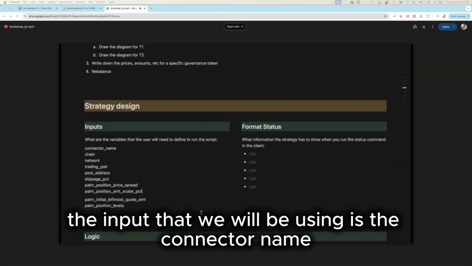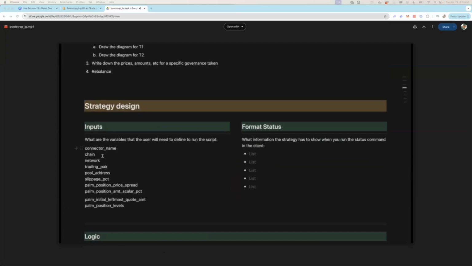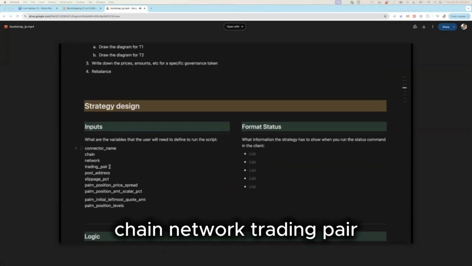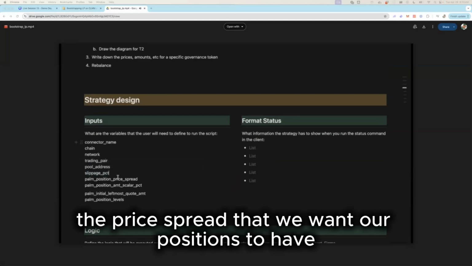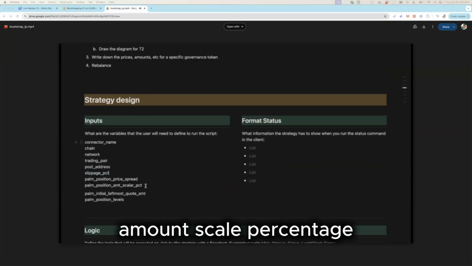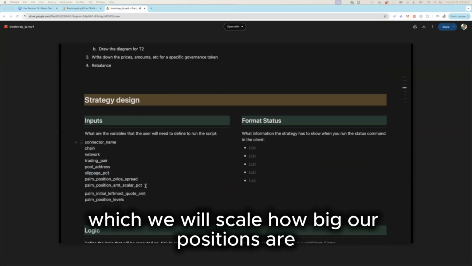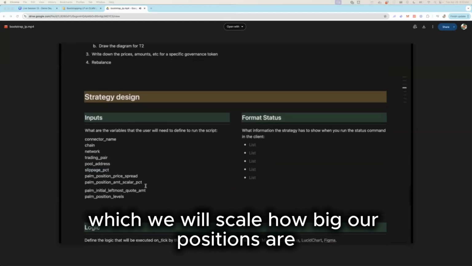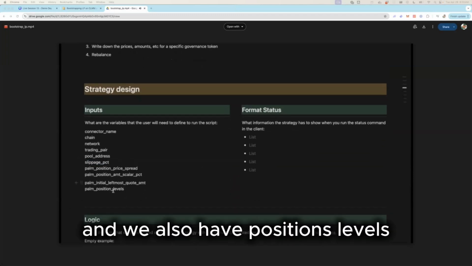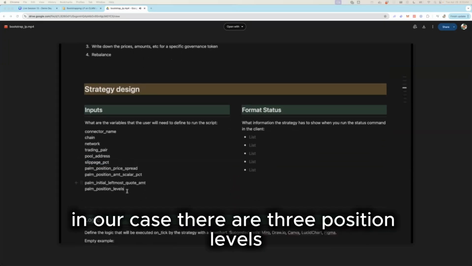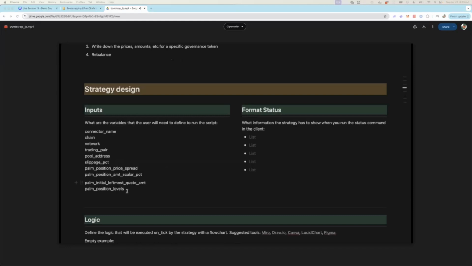The inputs that we will be using are the connector name, chain, network, trading pair, pool address, slippage percentage for opening the positions, the price spread that we want our positions to have, and amount scalar percentage, which we will use to scale how big our positions are. And we start with the leftmost quote amount. And we also have position levels. In our case, there are 3 position levels.